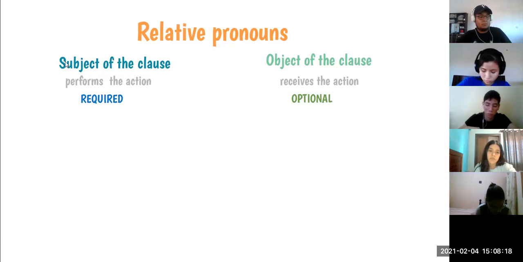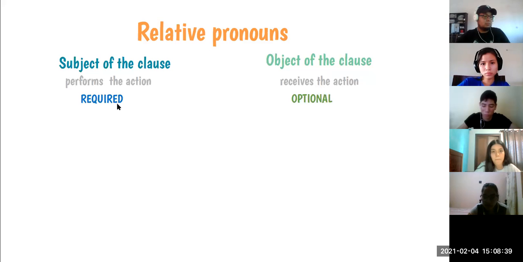Ok, ya dijimos esto, que el sujeto era quien realiza la acción y el objeto, ok, el object de la oración o del clause es quien recibe la acción. Ok, entonces cuando nuestro relative pronoun es el sujeto, is required, significa que no podemos eliminarlo, no podemos quitarlo, necesitamos ponerlo o decirlo en nuestra oración.